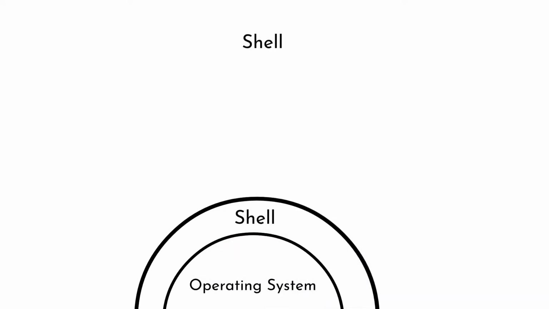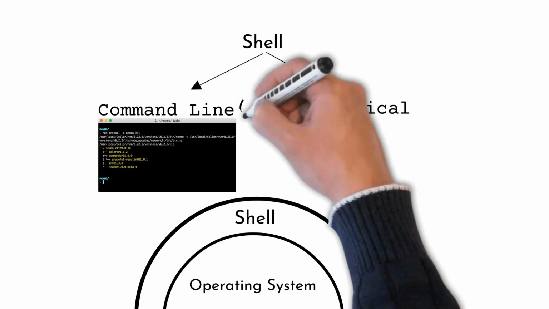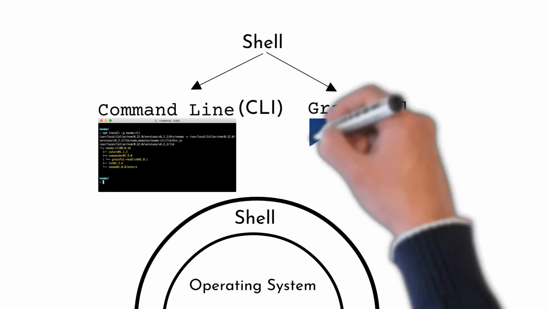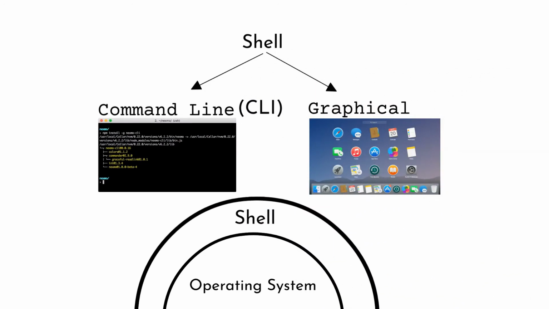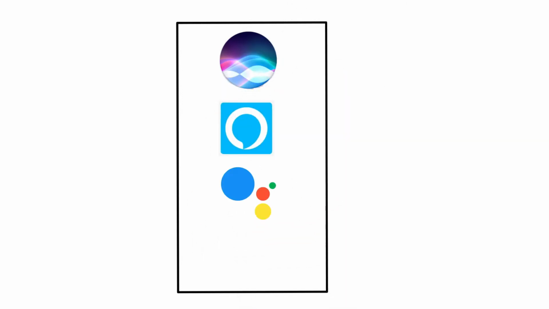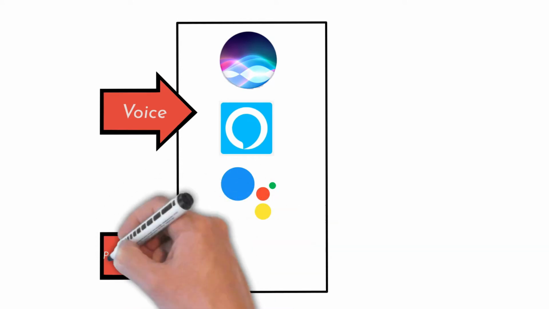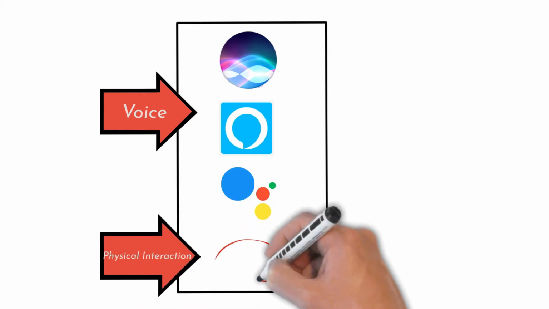Most operating system shells fall into one of two categories, command line and graphical. A command line shell provides a command line interface, or CLI, to the operating system, while graphical shells provide a graphical user interface, or GUI. Other possibilities in the world of machine learning and artificial intelligence include voice user interfaces such as Siri, Alexa, and Google Assistant, and various implementations of tangible user interfaces that are not CLI, like mouse navigation.